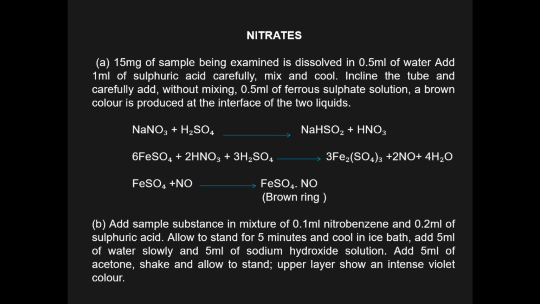In the second method, add the sample substance to a mixture of 0.1 ml nitrobenzene and 0.2 ml of sulfuric acid. Allow to stand for 5 minutes and cool in an ice bath. Add 5 ml of water slowly and 5 ml of sodium hydroxide solution. Add 5 ml of acetone, shake and allow to stand. The upper layer shows an intense violet color.